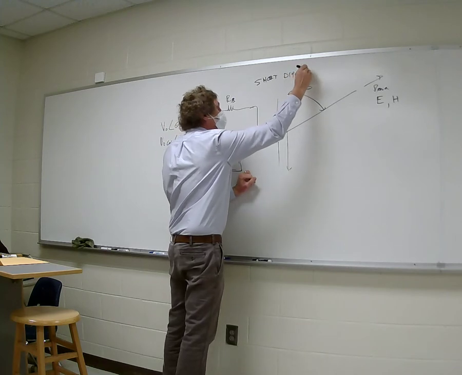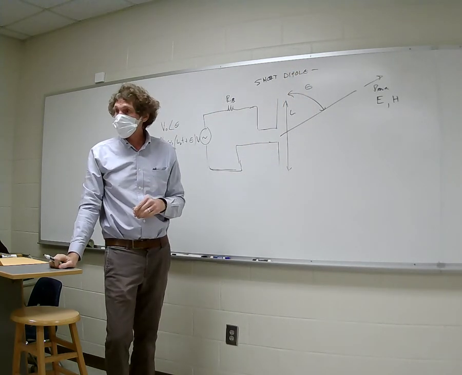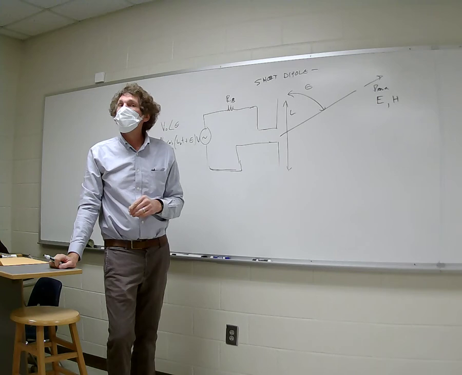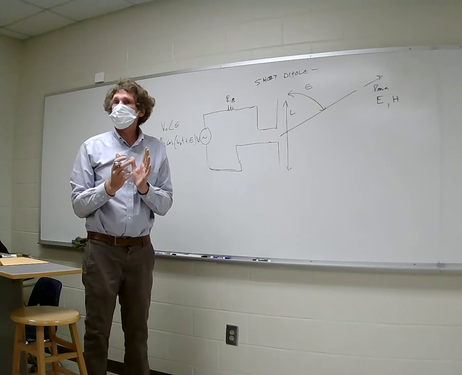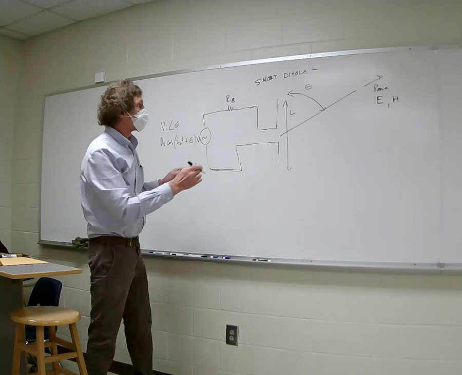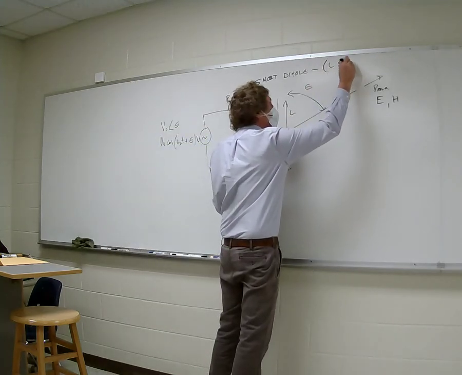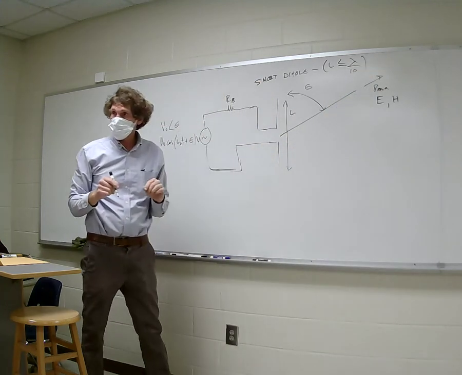And what's the criterion for a dipole being short rather than long? Anybody? L has to be short, right? Short in what respect? It has to be a tenth of a wavelength. So for a short dipole, the length of the antenna has to be less than or equal to lambda over 10. That's important. Remember this, okay?